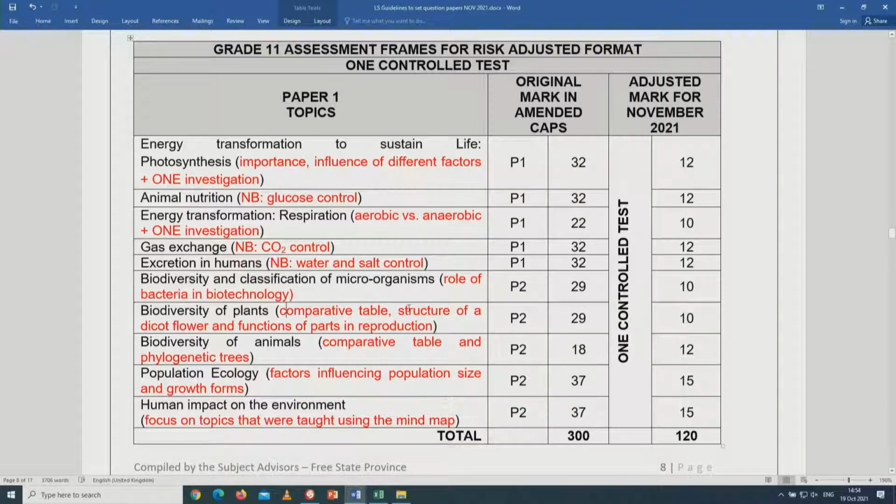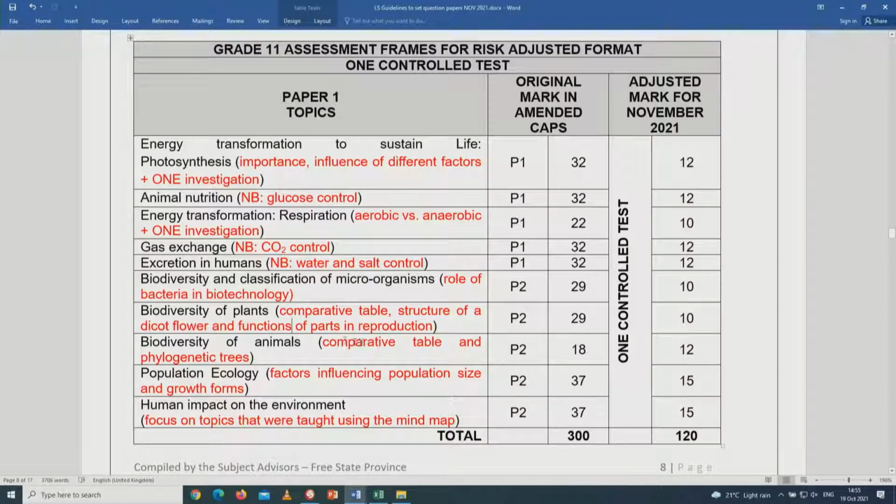But then also maybe the structure of a dicotyledonous flower and the functions of parts in reproduction, because that becomes important in grade 12 when we do meiosis and we do a little bit of life cycles, the change from diploid to haploid, and then again from haploid to diploid. If learners know the parts of the flower, at least, and where does meiosis take place, and where does pollination take place, and fertilization, they can distinguish later on in grade 12 also.